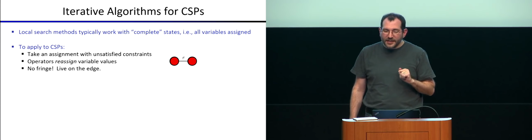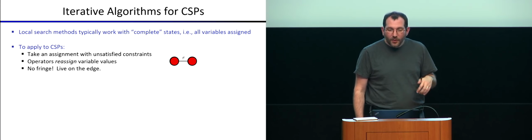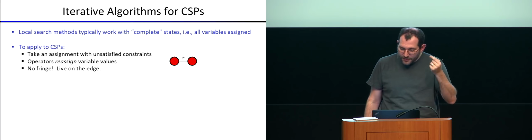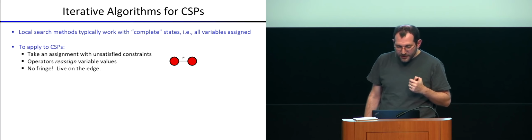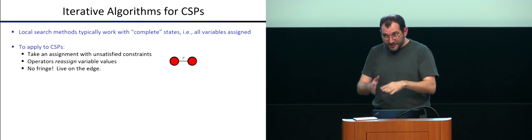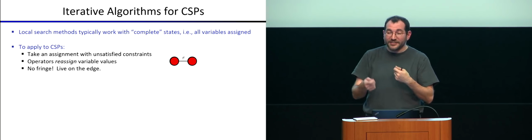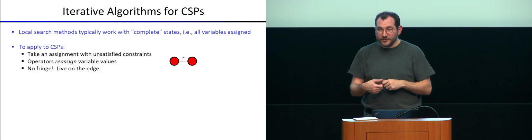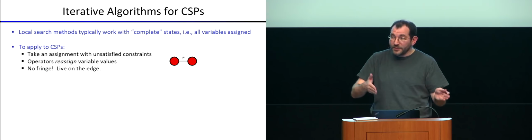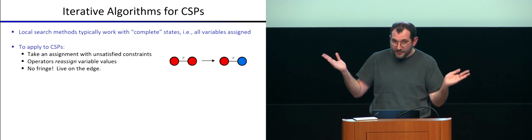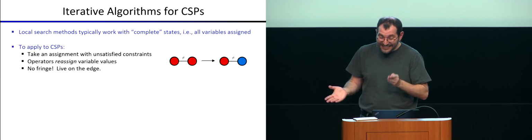If we want to apply this kind of algorithm to a CSP, it works like this. You take an assignment with unsatisfied constraints. You're going to have operators instead of a successor function which gives you the next state. You're going to have operators which reassign variable values. So you change the state in some way. It goes from one complete state to another. So it might go to this state. This state's a lot better. It's complete and it's legal.